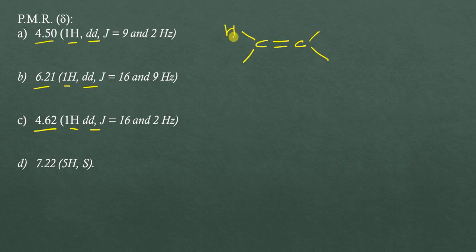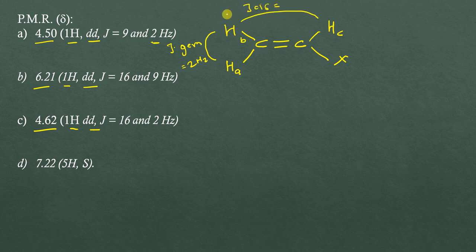So here I'm writing H, H, H, and this is X, right? So when we have this type of monosubstituted alkene, this H, H is geminal. So if you need, we can write A, B, and C. So this HA and HB are geminal. So J geminal will be around 2 hertz. Here it is 2 hertz, so I'm writing 2 hertz. Then this is cis, so we'll get J cis. This is usually around 10 hertz. We have 9 hertz, so I'm writing 9 hertz here.